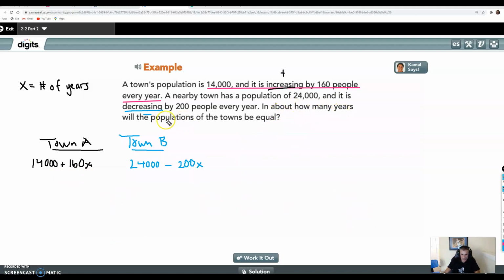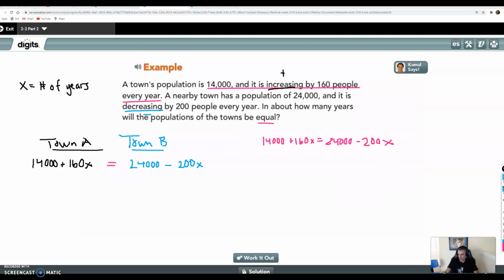In about how many years will the populations of the towns be equal? So I just want to take this word equal and turn it into an equal sign in between my 2 expressions. So I'm going to go ahead and rewrite all of this as 14,000 plus 160x. When will that be equal to 24,000 minus 200x? All right, when will the population of town A be equal to the population of town B?